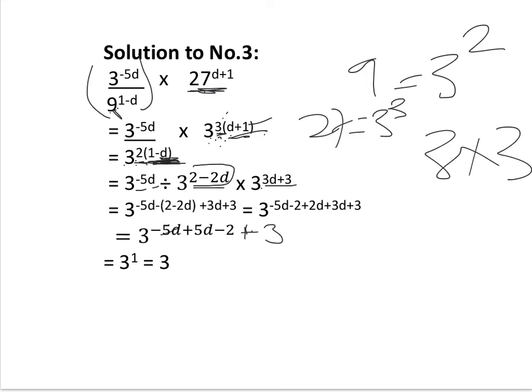So minus 5d plus 5d is equal to 0, and minus 2 plus 3 is equal to 1. So we have the answer to be equal to 3 raised to power 1, and 3 raised to power 1 is equal to 3. And this is your final answer.